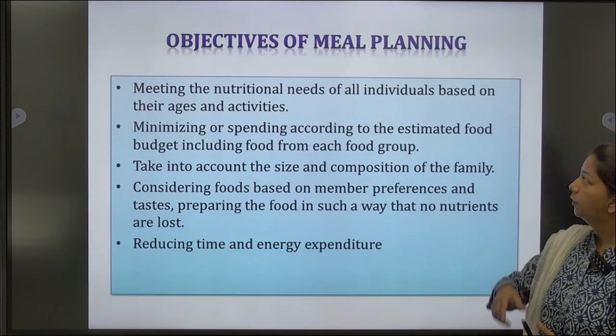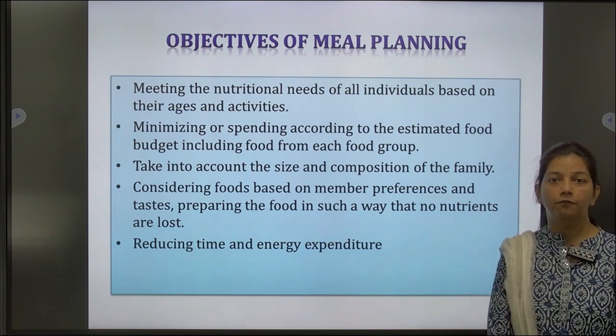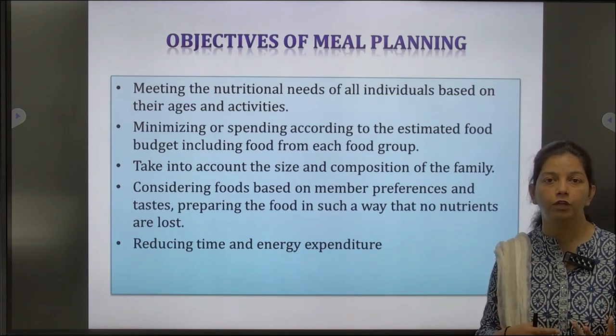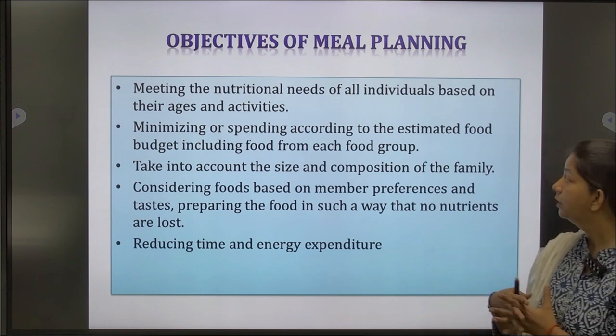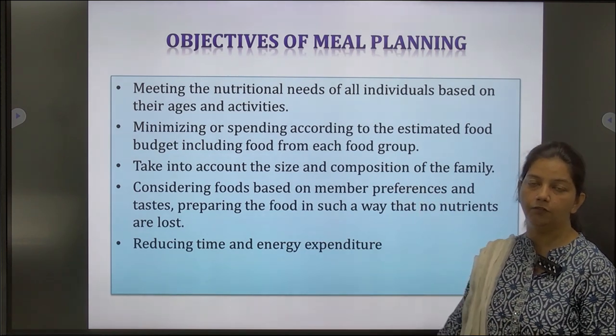Now we come to the objectives of meal planning. What are the objectives of meal planning? Why is meal planning essential? What points do we have to keep in mind while planning a meal? First, it should meet the nutritional requirement of all individuals based on age and activities.